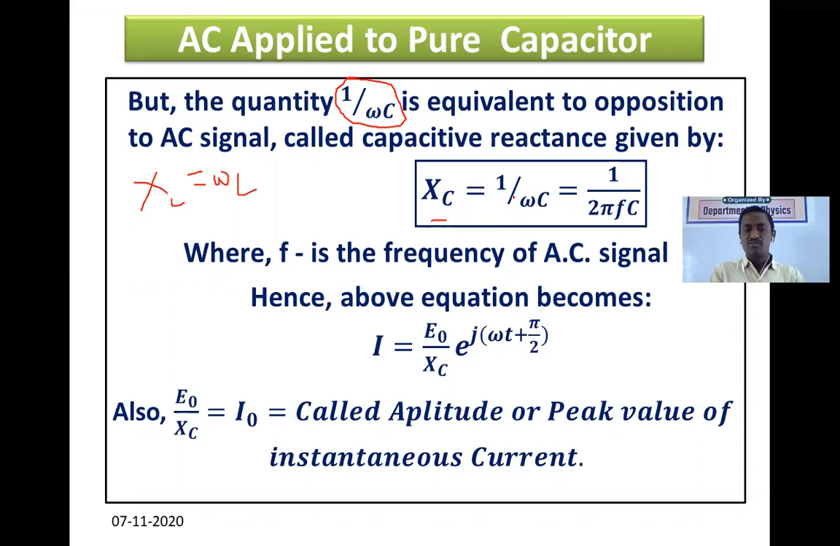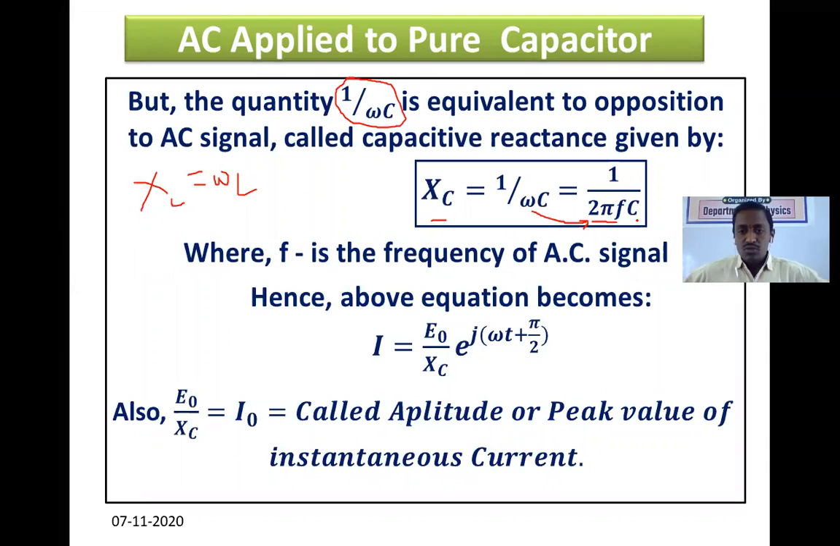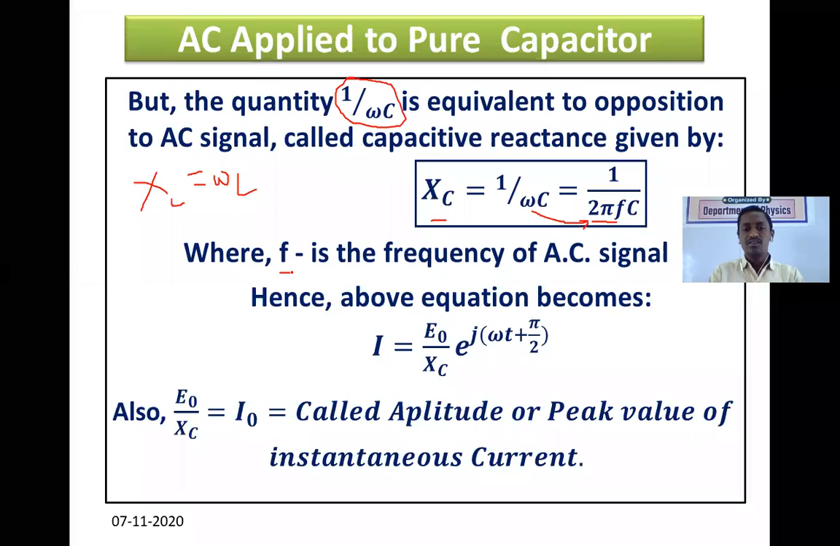So Xc can be written as 1 upon omega C, equals 1 upon omega, where the value of omega is twice pi f, times C as it is. So this quantity Xc equals 1 by omega C, equal to 1 upon twice pi f C, is called capacitive reactance. As we know, capacitive reactance is inversely proportional to frequency, whereas in the case of inductors the reactance is directly proportional to frequency. Here f is the frequency of the AC signal that is applied to the circuit.